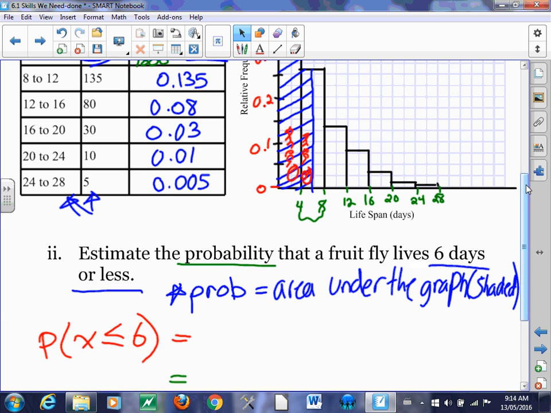What we need to figure out, folks, and watch your terminology. I know in your last unit test, a lot of people were missing this terminology, so let's make sure we have it. The probability when x is less than or equal to 6 is the combination of the area 1 plus the area 2.